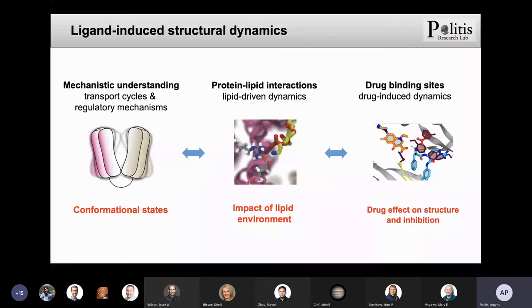So the main areas that we're looking into understanding in a bit more detail is ligand-induced structural dynamics. We want to get a better understanding of the mechanisms pertaining to the transport cycles and also the regulatory conformational mechanisms of transporters. So getting a better picture of the dynamics and how they interact with substrates, inhibitors, but also with lipids. With lipids, we want to see first where they bind, do they bind to specific protein transporter areas, and how this lipid binding can affect the conformational dynamics, but also the function of these proteins. And finally, we also want to see where the binding site of specific drugs is, and whether these drugs are associated with any structural changes and any dynamical changes.